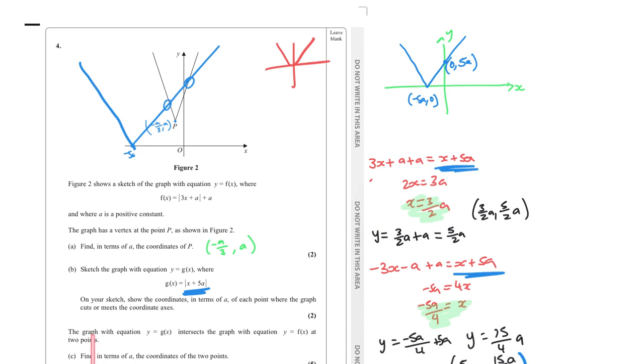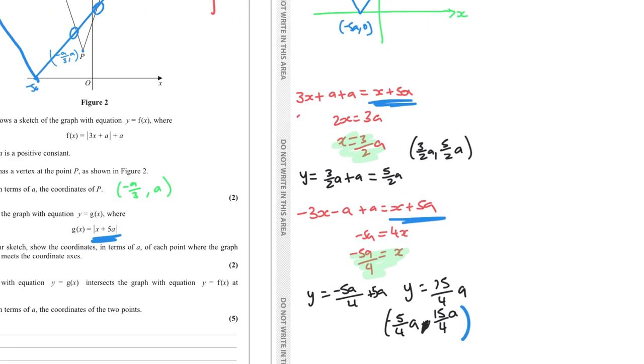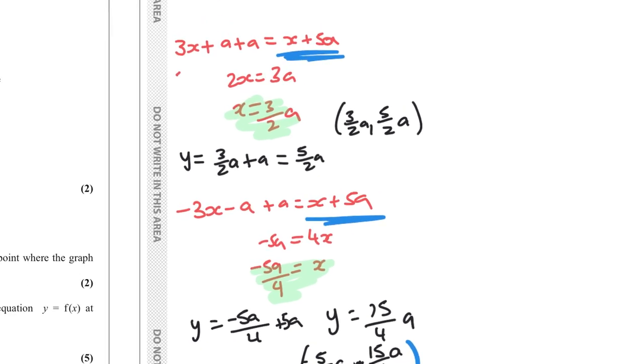Then, part c, it says they intersect the graph. Now, quite a few people got this wrong. However, I understand why. So, first of all, the left-hand side of the equation, 3x plus a, this equals x plus 5a. And then the second equation is minus 3x minus a, because we do the opposite of the modulus, right? We multiply it all by minus 1, plus a equals x plus 5a. Now, you notice x plus 5a stays the same for both.